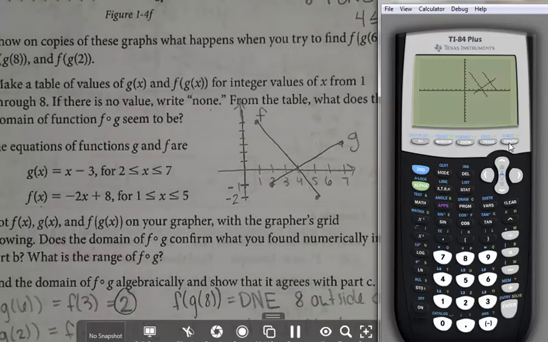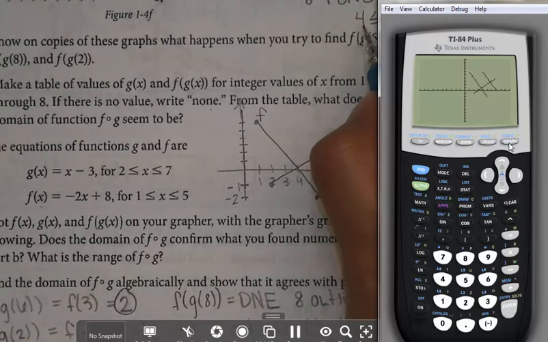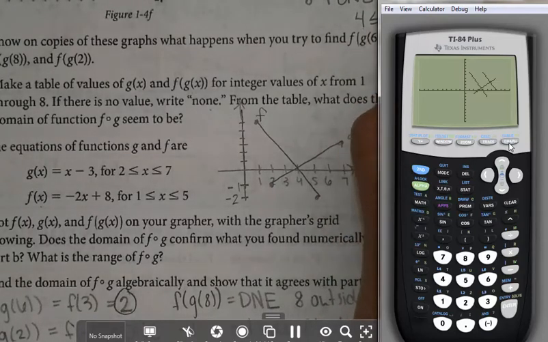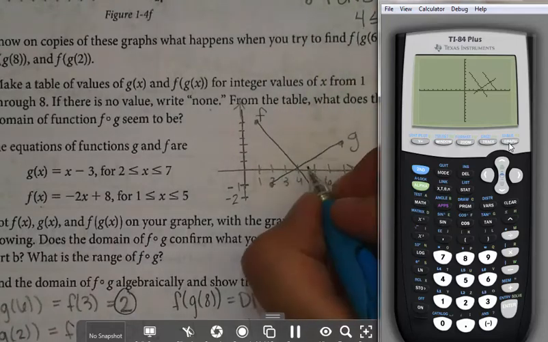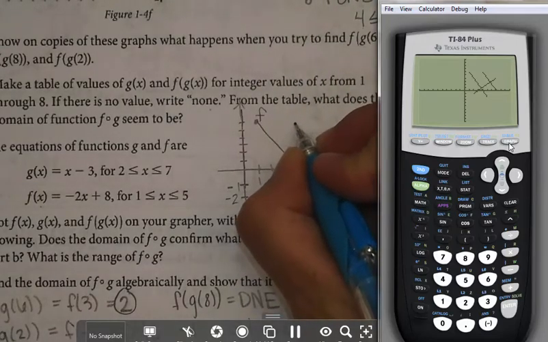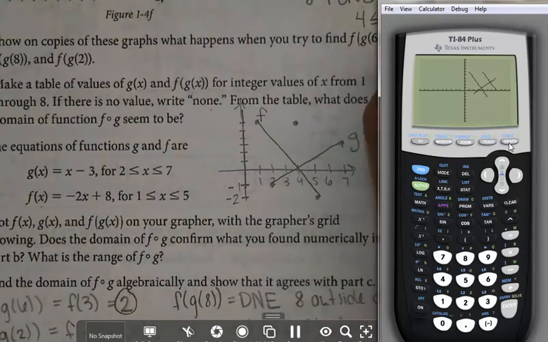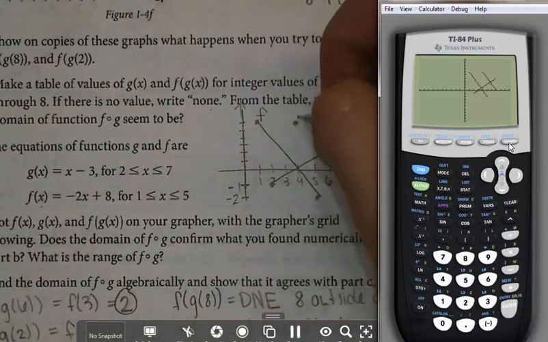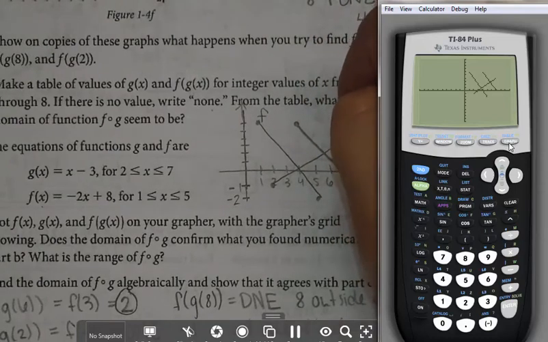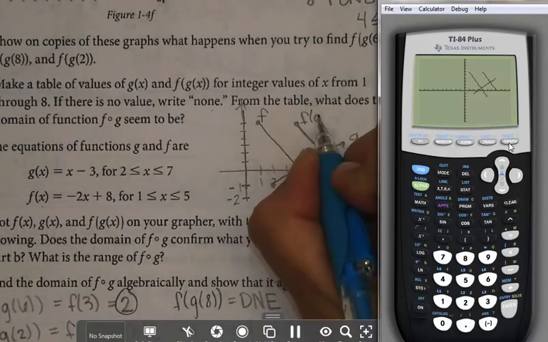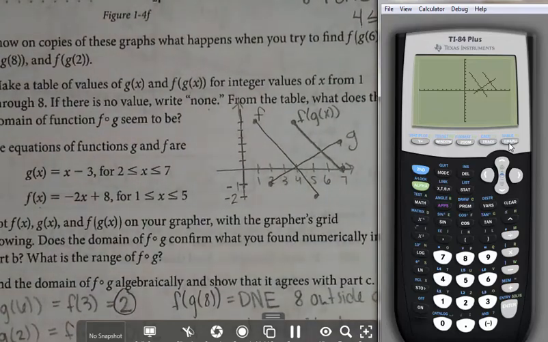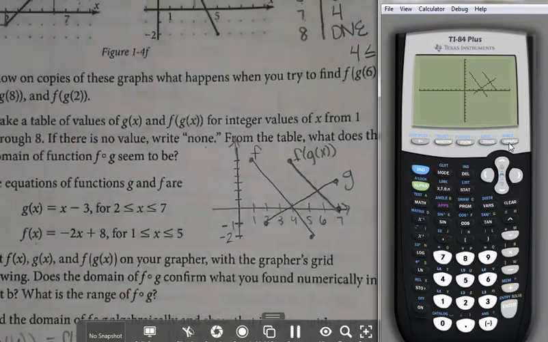Okay, so it looks to me like I've got x between 4 and 7. When x is 4, my output is 6. And when x is 7, my output is 0. So this is f of g of x. Awesome. Okay, last thing. Oh, did I do everything?